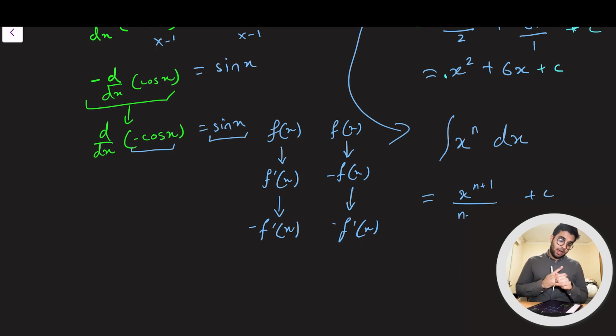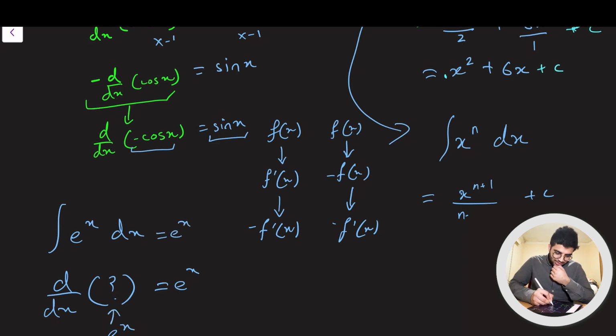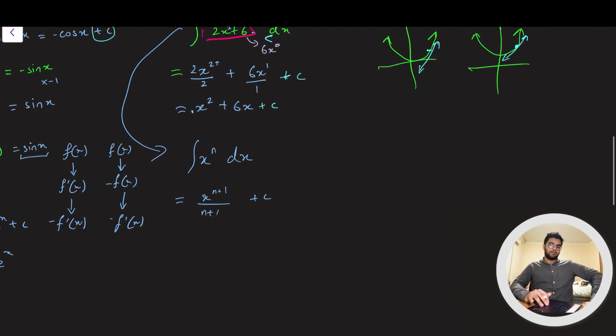Okay, let's make it a bit easier this time. What if we have the function e to the x, and we're trying to find the integral of it? We're saying, what function do we derive to get e to the x? Well, it's e to the x. Okay, simple. So the integral of e to the x is e to the x plus c. Okay, simple stuff.